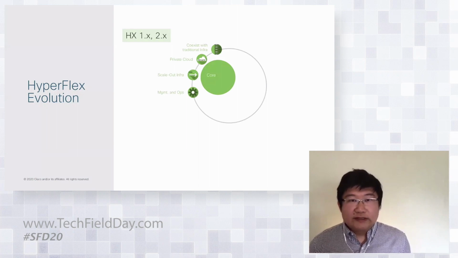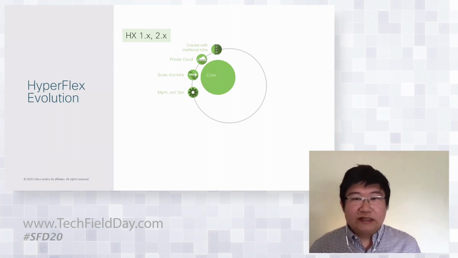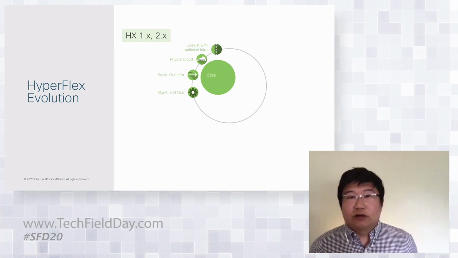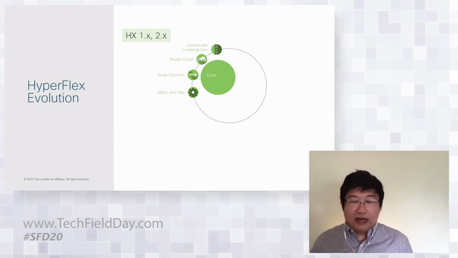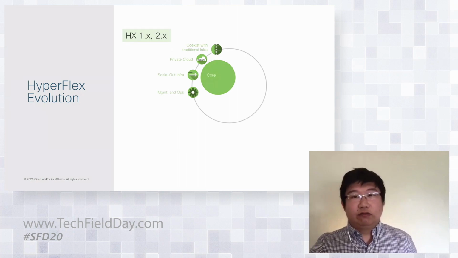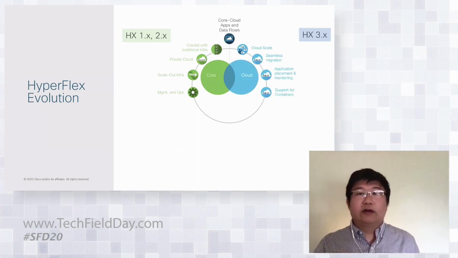And really the focus in that time frame was, how do we simplify the infrastructure for running what is traditional virtualized workloads, right? Kind of replacing the traditional three-tier architecture. That was the focus in the first and second generation, very, very much in the core of the data center.